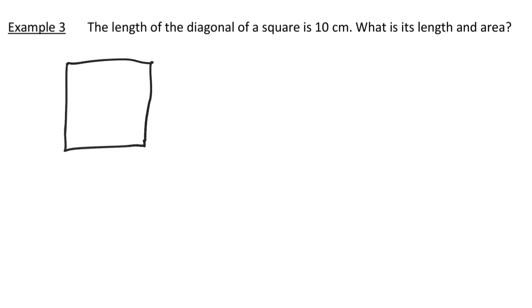And we're told the diagonal is 10. And what we know about a square is that each corner is a right angle. So what we have here then is a right angle triangle, and we know the hypotenuse. And we also know that in a square, the two sides are the same. So let's call that x and x.